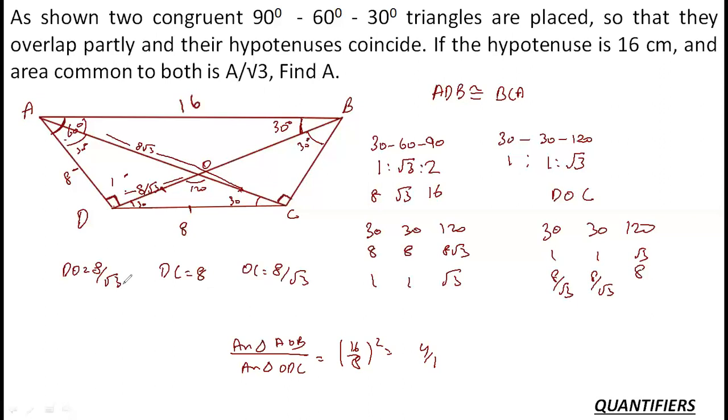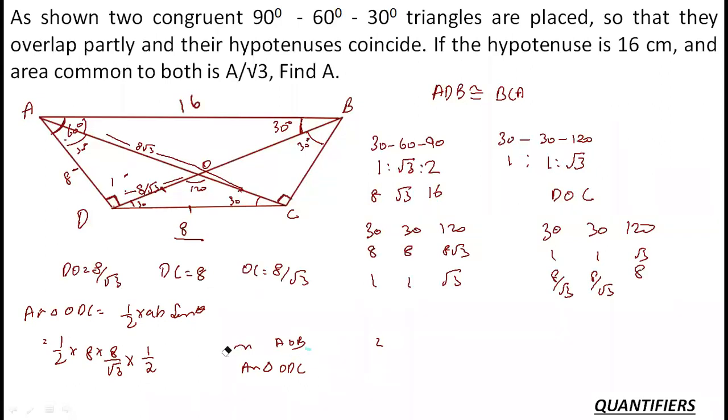This is 8. This is 8 root 3. So what is the area of triangle ODC? Area of triangle ODC, let's use half into AB sin theta. Half into A is 8, into B is 8 by root 3, into sin theta is 1 by 2. Right? Yes.